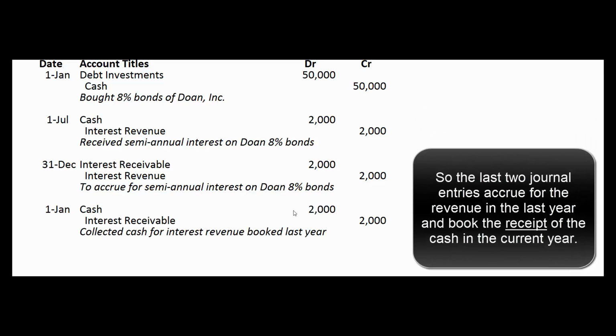So then January 1st comes, they cut us a check for $2,000. We debit cash for $2,000 and we take that receivable off our books for $2,000. So now we've got that interest revenue for the last 6 months into last year, even though we didn't physically collect it until the next year. That's accrual accounting.